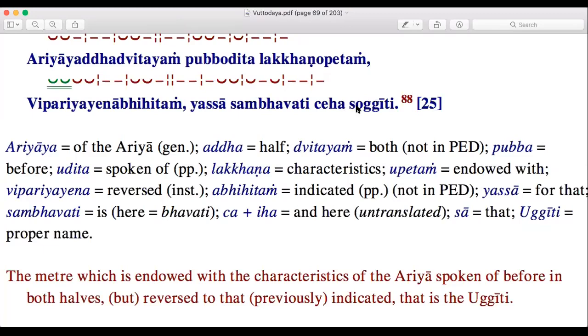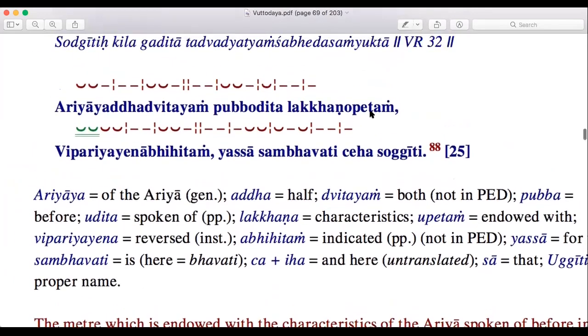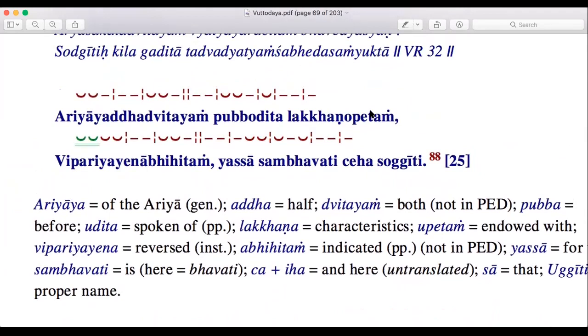Soggiti should be separated as Sa Uggiti. Sa, that verse, is in feminine gender, because this is referring to the Gatha or verse. So Sa should be in feminine gender, not in masculine as so. Because of that, we separated it as Sa Uggiti. That verse is called Uggiti verse. So the meaning is that both halves of a normal Arya verse are reversed in a verse, and that verse we call Uggiti. So we should also remember that the group rules and the word break rules should be here also.